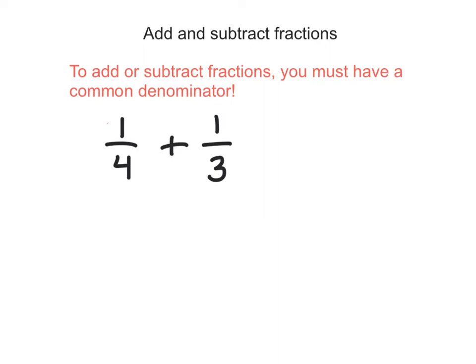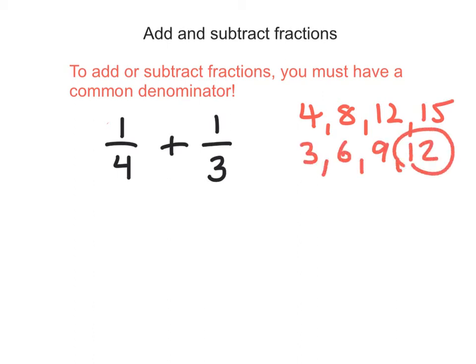In this case, the least common denominator for 4 and for 3 would be 12. If you were listing the multiples of 4 and the multiples of 3, and like we've done before, finding least common multiples, we make a list of the multiples, and then the smallest number that's in both lists would be the least common multiple. So 12 in this case is the least common multiple.